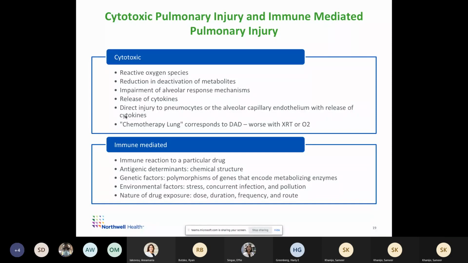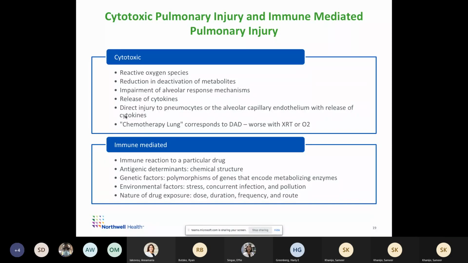I know we've come to a state where we all love cytokines and cytokine storm. There's direct injury to the pneumocytes or the alveolar capillary endothelium, again with this release of cytokines, and the suggestion is that this is what causes capillary leak. There's an entity called chemotherapy lung, a broad term given to many different chemos that can cause a DAD pattern. This also works with radiation and oxygen and increased oxygen requirements.